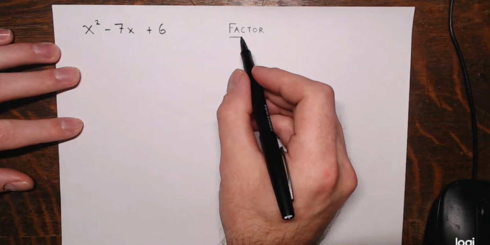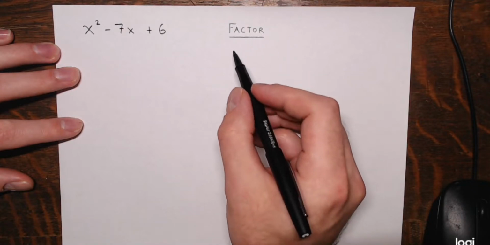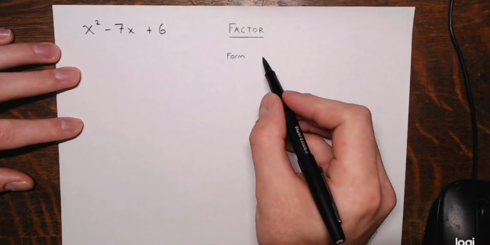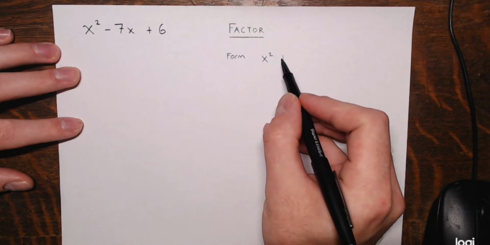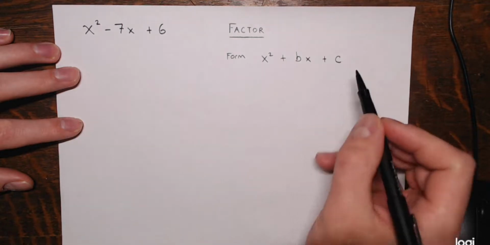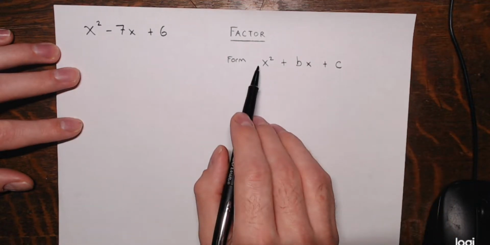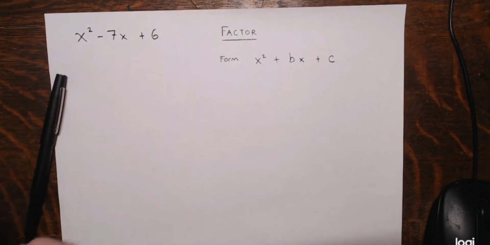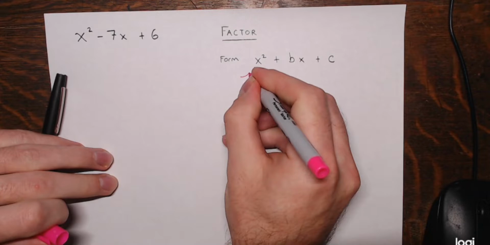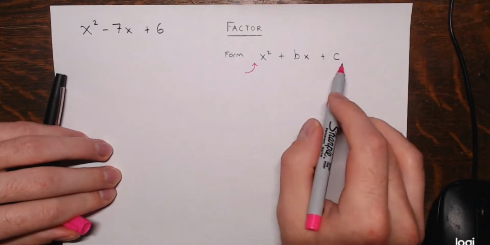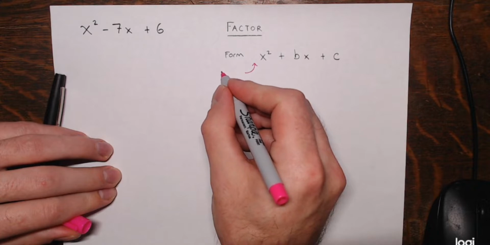All right, well, I'm going to go over real quickly here how to factor a trinomial of the following form: x squared plus bx plus c, right, where the lead coefficient is 1. I'm going to point that out too. What I'm about to discuss with you is only going to work for polynomials of this form when the lead coefficient is 1.